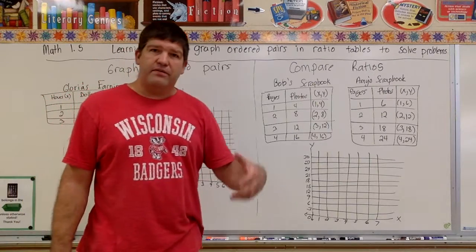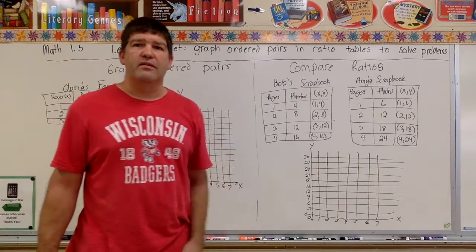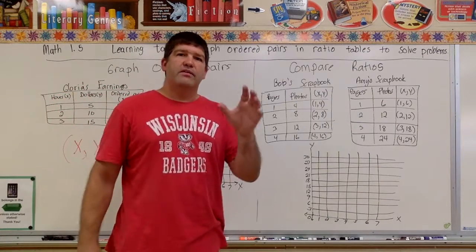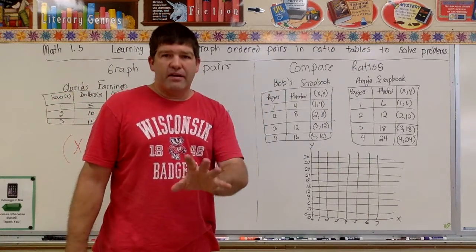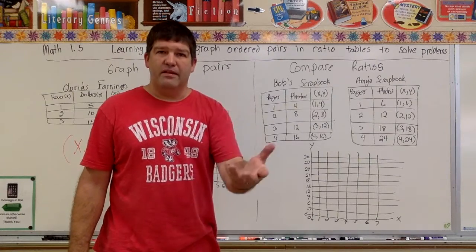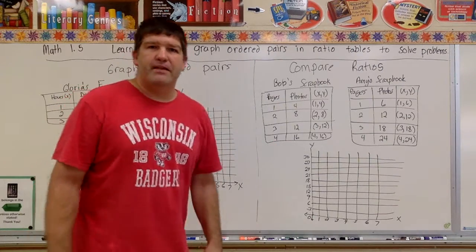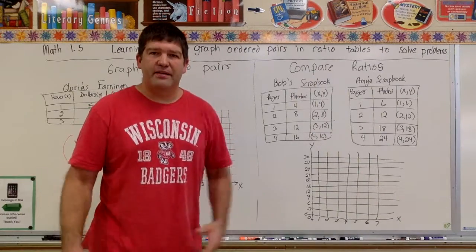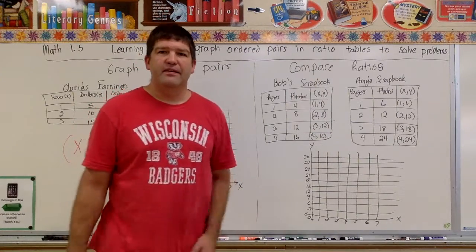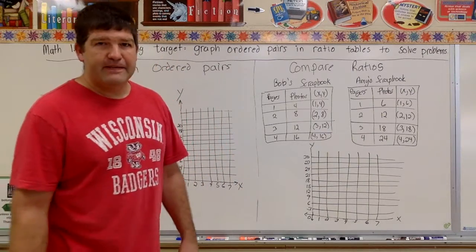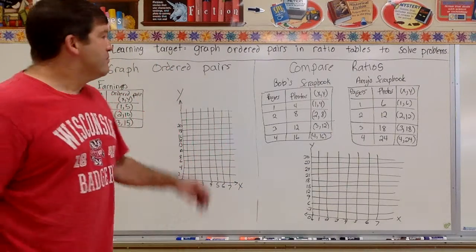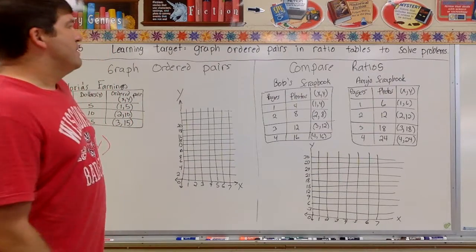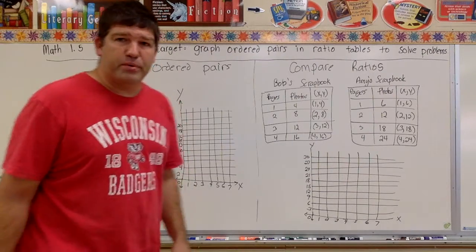This whole idea is to interpret data, to understand what it means, so that when someone asks you something, you can say, well, looking at the table and graphing it, it tells me this. Math is always about what it tells you. How can you interpret the data? How do you understand it? How do you make sense of it? So, 1.5, learning target: graph ordered pairs in ratio tables to solve problems.